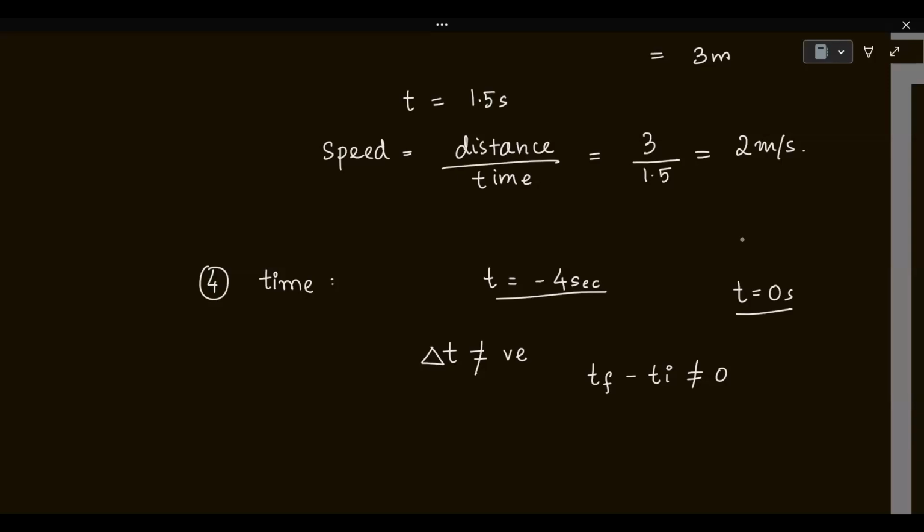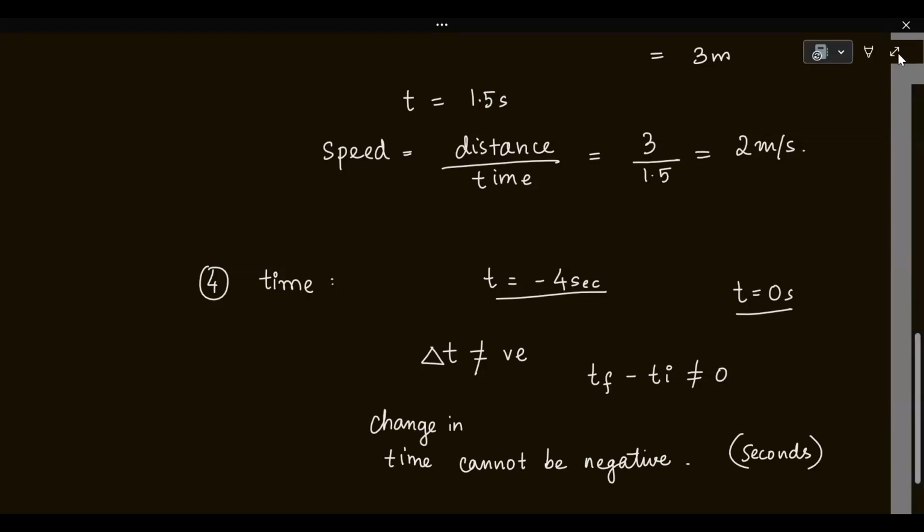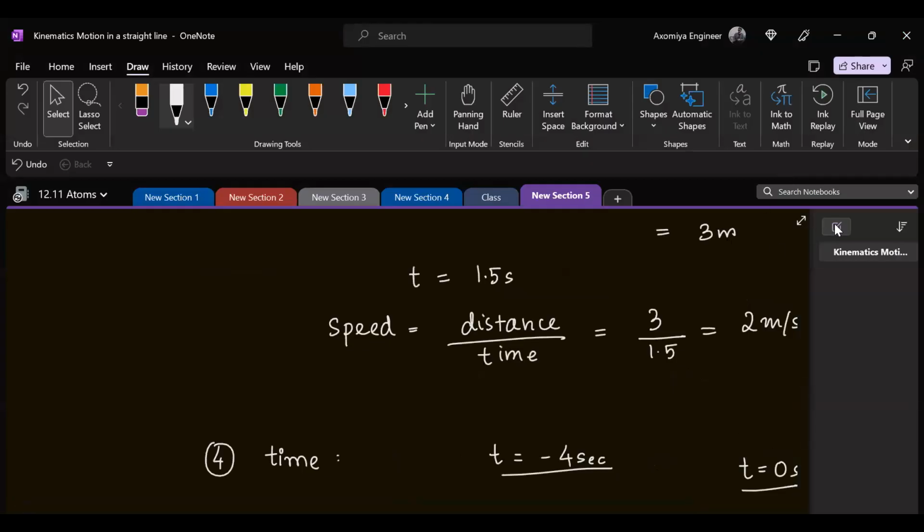Okay, so please note this down. The change in time cannot be negative. Okay, change in time cannot be negative. So that's the fourth parameter that we discussed. The unit of time, everyone knows the standard unit for time is seconds. Seconds, ladies and gentlemen.